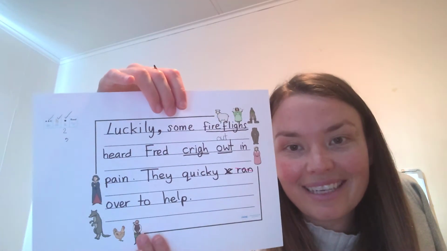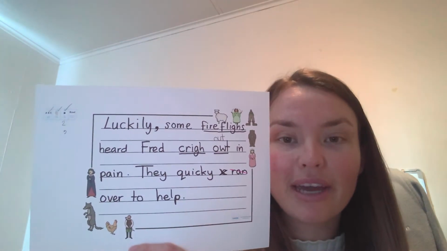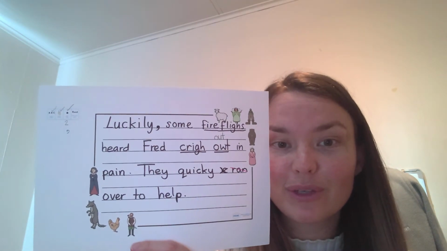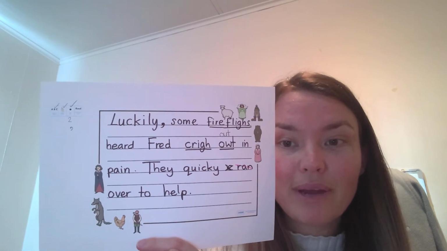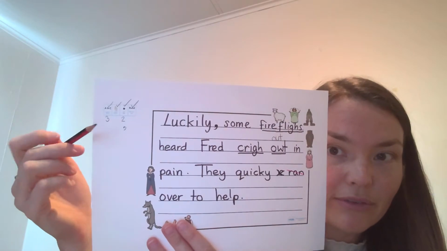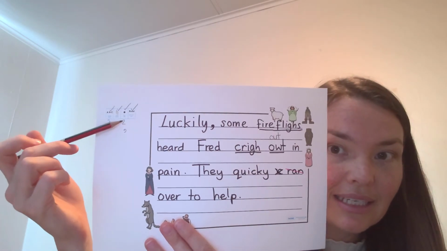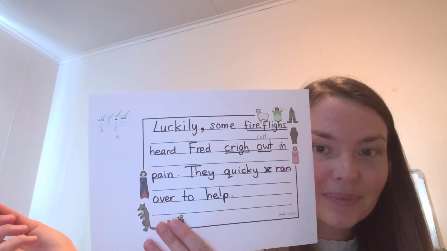So that is the next part. Luckily, some fireflies heard Fred cry out in pain. Full stop. They, capital letter. They quickly ran over to help. So I've got 3 capital letters as well. And I have read my writing. So I've got 3 capital letters, 2 full stops, 1 comma, and I've read my writing. So that's the next part.